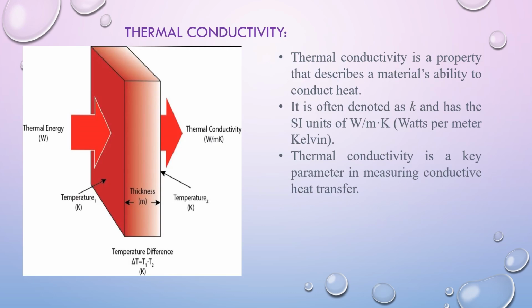Conductivity is a property that describes a material's ability to conduct heat. Thermal conductivity is a key parameter in measuring conductive heat transfer. It is often denoted as K and the SI unit is watts per meter Kelvin. The given figure shows that thermal energy given to any conducting material transfers heat from one side to the other. So there are two temperatures maintained on each side, that is T1 and T2. Here the temperature difference is delta T equal to T1 minus T2.